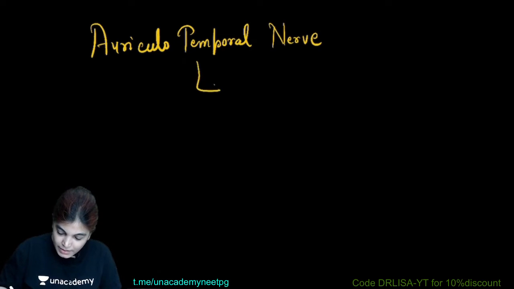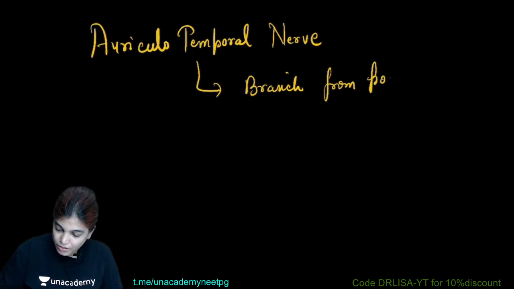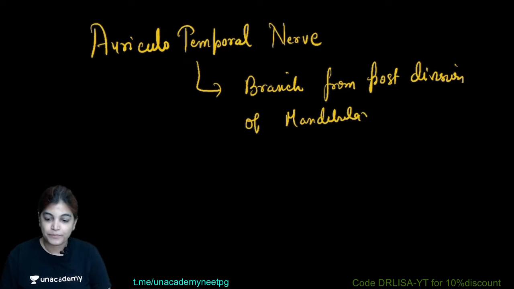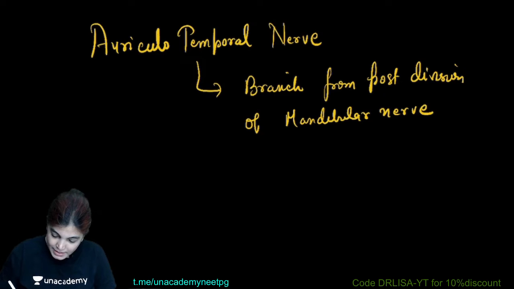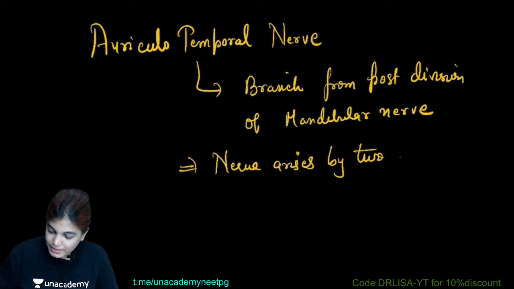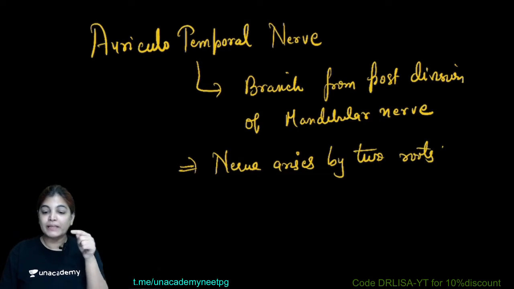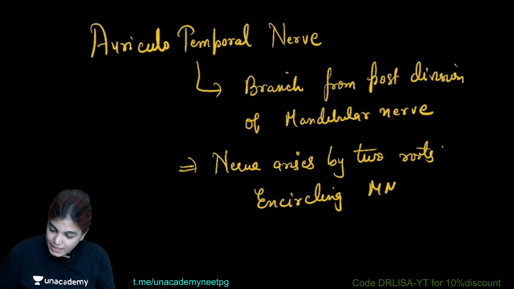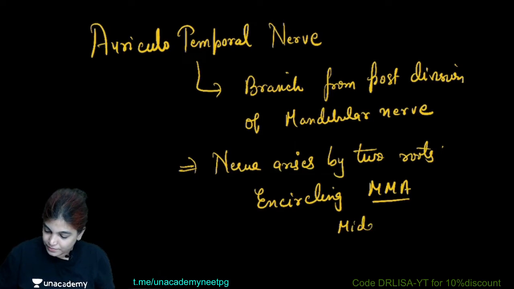The auriculotemporal nerve is a branch from the posterior division of the mandibular nerve. As we have seen in the diagram also, the nerve arises by two roots, encircling the middle meningeal artery, MMA. What is MMA? Middle meningeal artery.